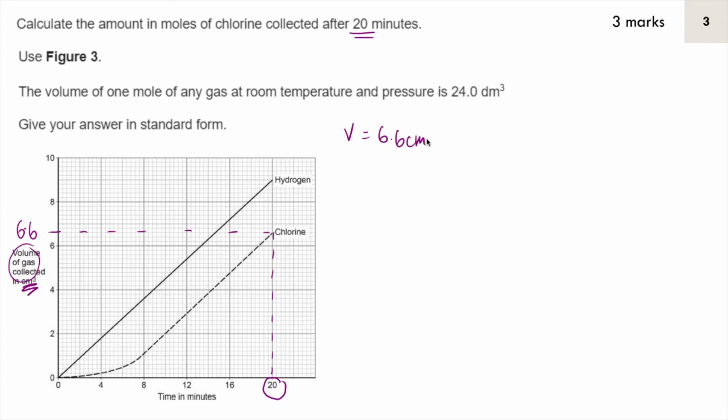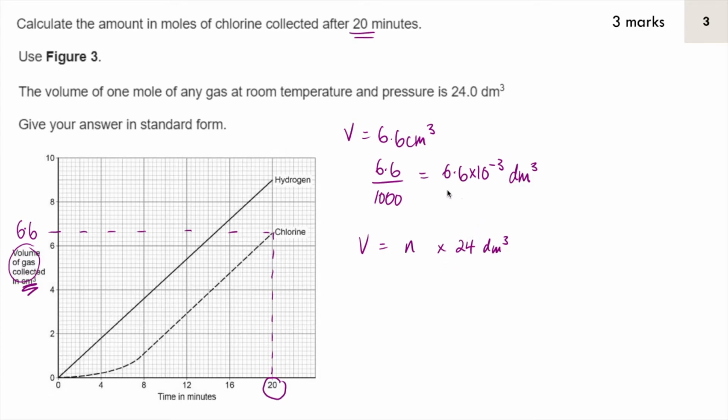6.6 centimeters cubed. We need the volume to be in decimeters cubed, so to convert centimeters cubed to decimeters cubed, we need to divide by 1,000. If you put 6.6 divided by 1,000 into your calculator, it's probably going to say 6.6 times 10 to the minus 3. Okay, so if you remember from question 1, the volume of any gas at room temperature and pressure will be the number of moles times 24 decimeters cubed.